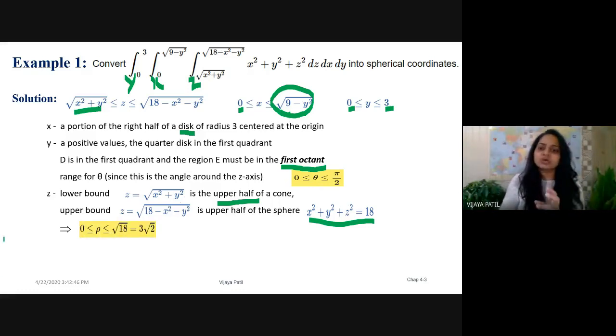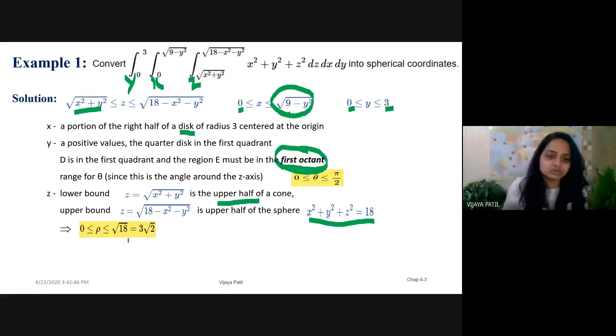Rho will move from 0 to, because, as we have got before, this lies in the first octant, and therefore rho will move from 0 to, and therefore the upper limit is 3 square root of 2.